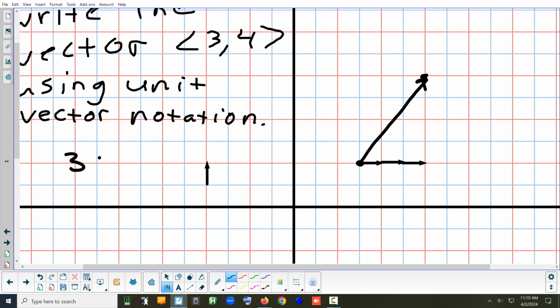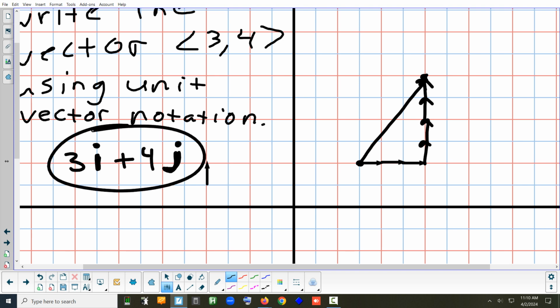So we have 3i, and we're going to stack some more on the end. Okay, I'm just going to draw them because that's quicker. How many of the j's would you need to stack up? 4. Yeah. 1, 2, 3, 4. So now, what do you think you would call that part on the right? 4j. And that's how you write that vector in unit vector notation. Okay, it's 3i plus 4j.